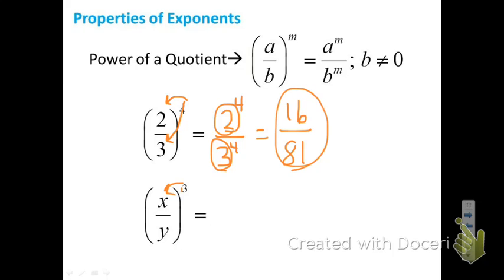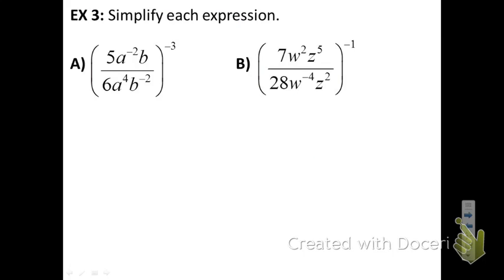Okay, again, we're going to distribute that power to get x to the 3rd over y to the 3rd. And we're ready for some examples, and they get complicated. So whenever I see this, I always want to think of my order of operations. My order of operations says parentheses first, so we're going to work inside our parentheses first and see if we can simplify. This 5 and the 6 do not simplify, so I'm going to leave them right where they are.